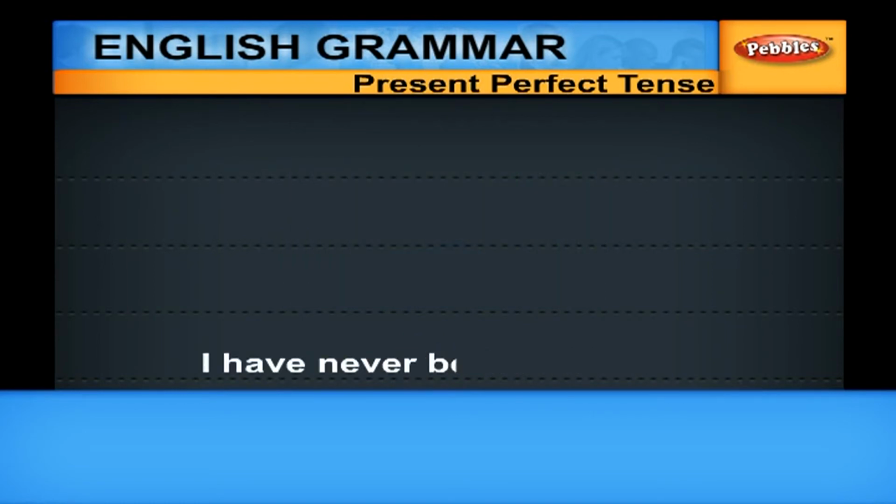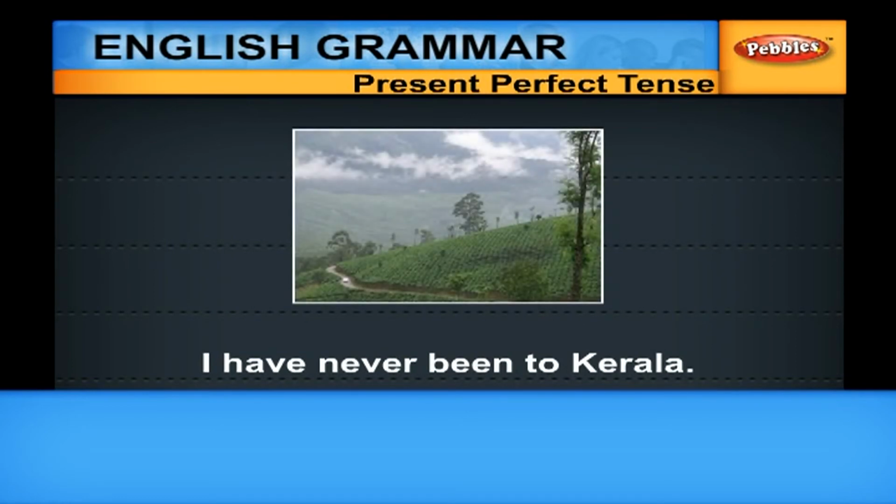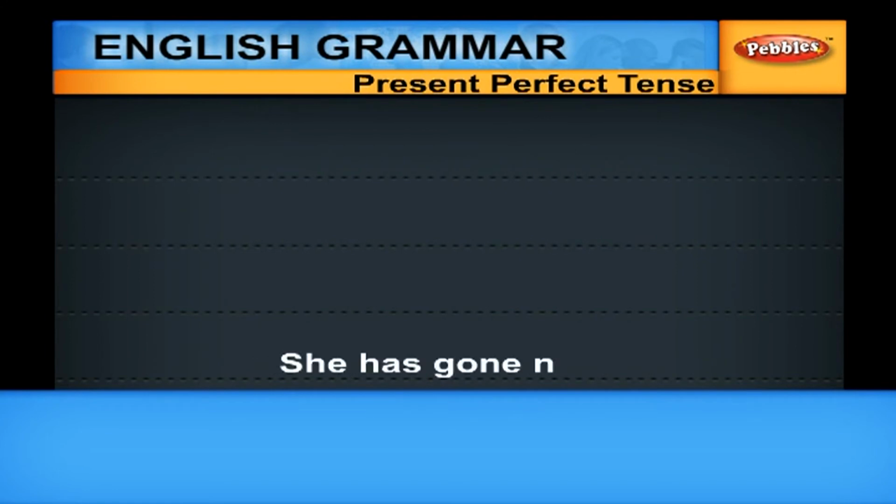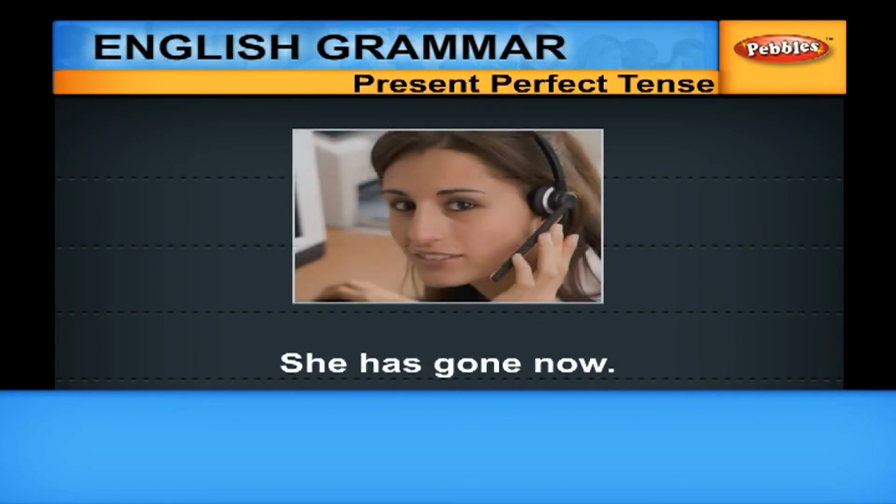I have never been to Kerala. I will be at some point of time. So far, I have not visited Kerala. Past participle of the helping verb be is been. Even though be is a helping verb, here it functions as a main verb. She has gone now. It means that she may come back or she may not come back. So here we refer to an action just completed.